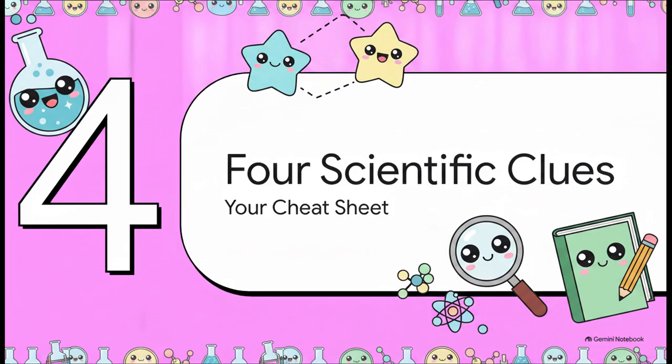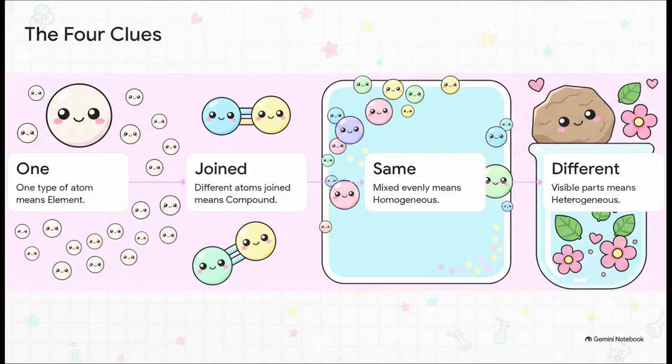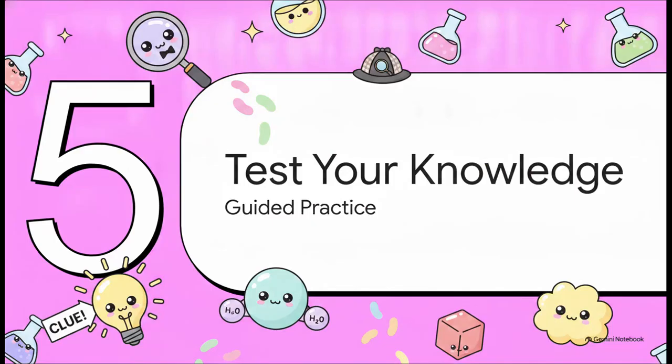Section 4. The 4 scientific clues. I want to give you a foolproof little cheat sheet to help you classify matter efficiently. I highly recommend locking these 4 clues into your brain. Ready? One type of atom means element. Different atoms joined together means compound. Mixed evenly and looks the same means homogeneous. Mixed but with clearly visible parts means heterogeneous. Let's do that one more time. One is element, joined as compound, same as homogeneous, different is heterogeneous.